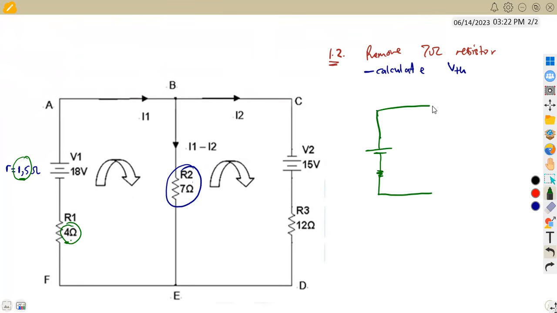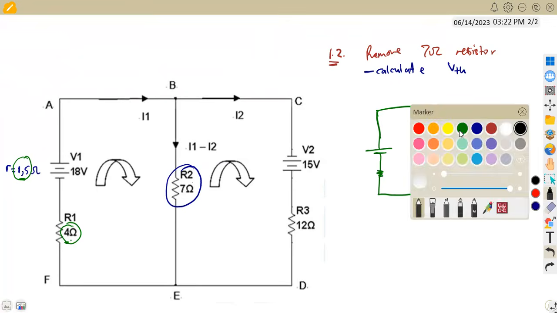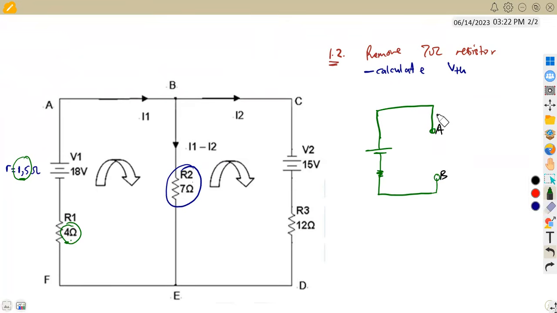Remember we said we want to remove our load resistor and replace it with AB. So that's our AB. The other part is going to remain as it is from this side. Also take note, this is a negative and a positive like this. Then we've got our resistor like this. This is just a sketch, guys. Do not panic.